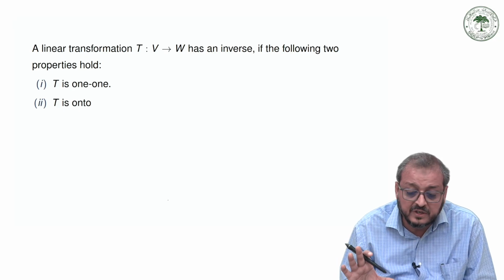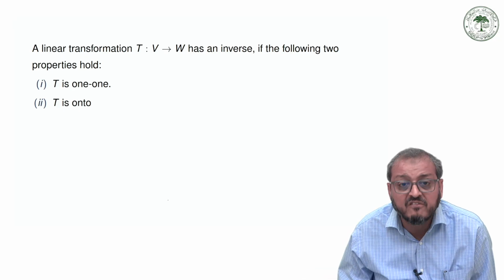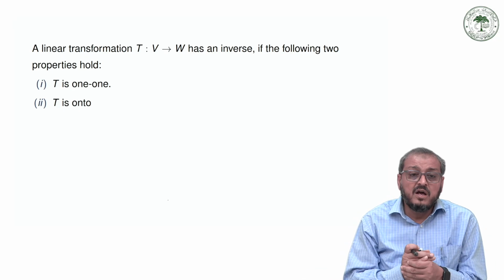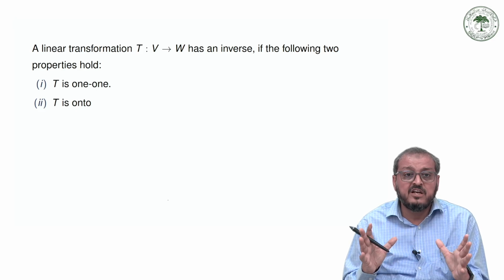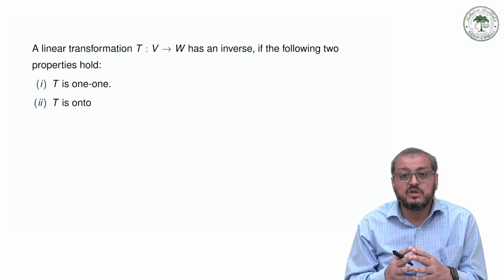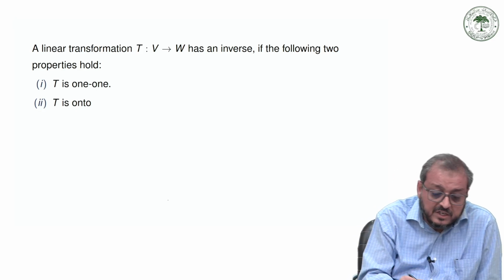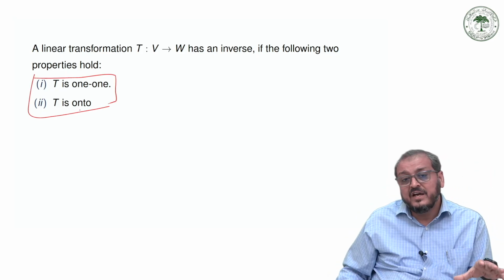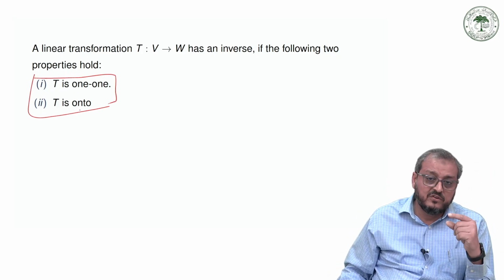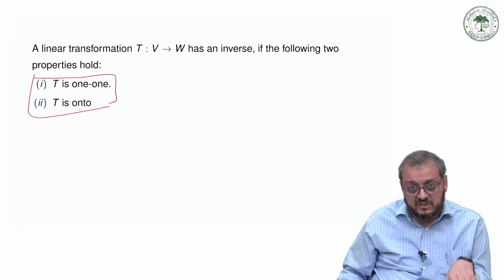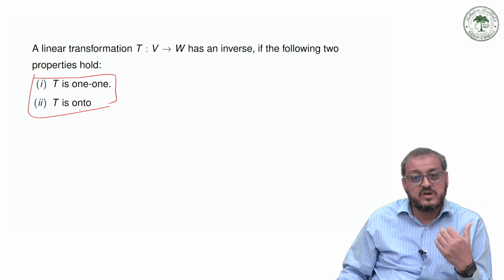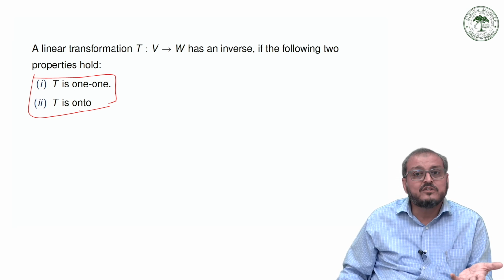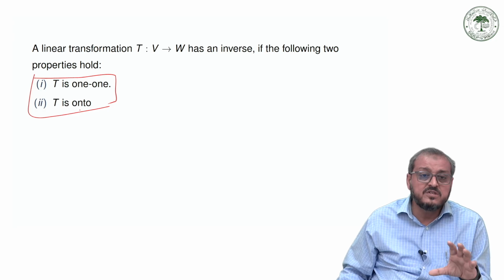Okay, so this is the remark: we can say that a linear transformation T from V to W has an inverse if it satisfies these two conditions, T is 1-1 and onto. First we check whether T is non-singular. If T is non-singular, then we can say that the inverse exists. The next objective is to find the inverse of this linear transformation.